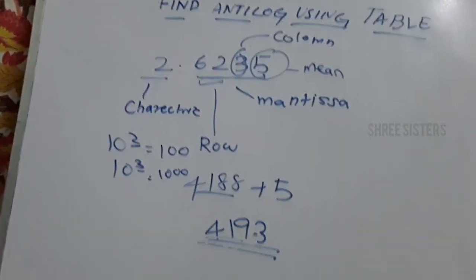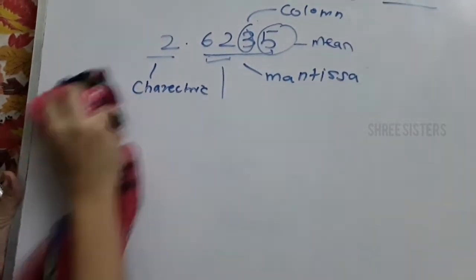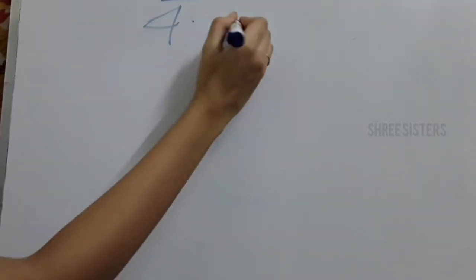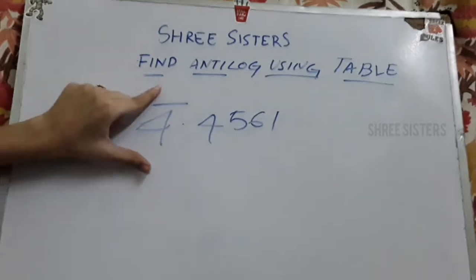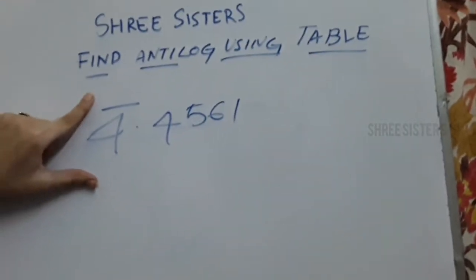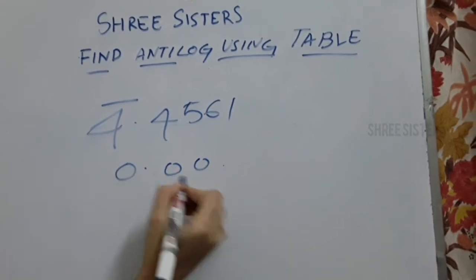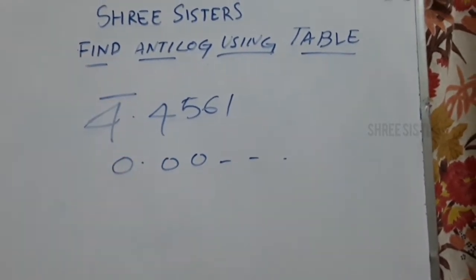Next, I'll give you a different type of question they might ask. They gave the log value 4 bar, 4, 5, 6, 1. In the previous video we saw that bar will come for numbers which have 0.00 something, 0.000 something. So this you leave it.